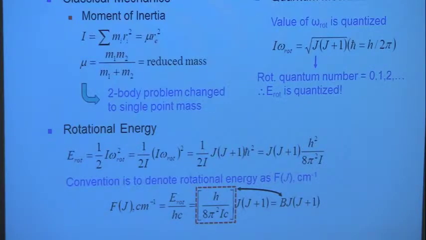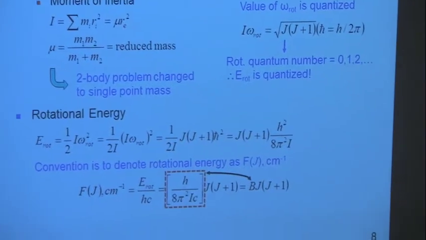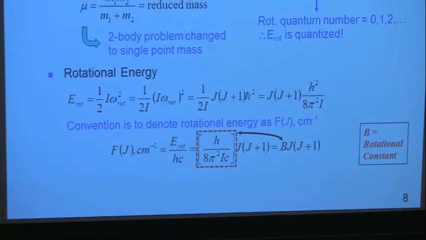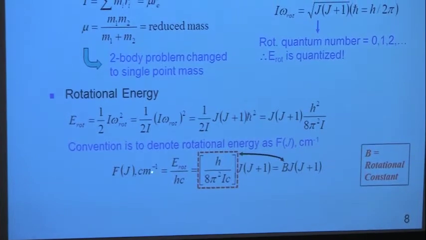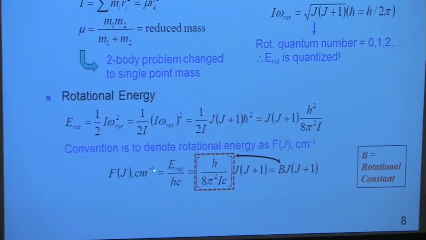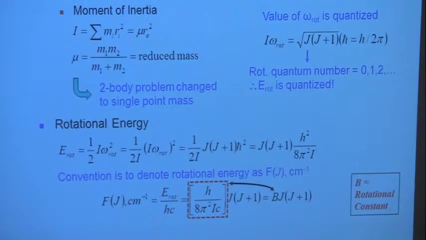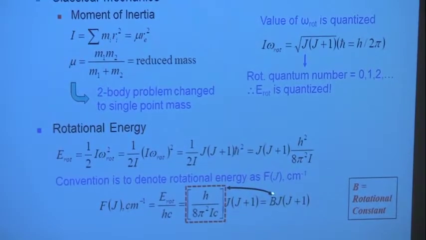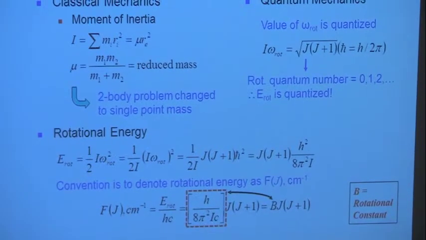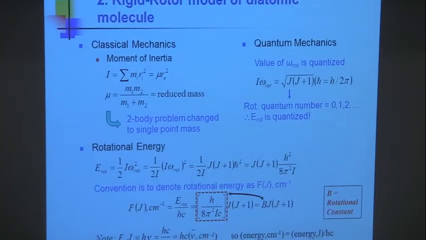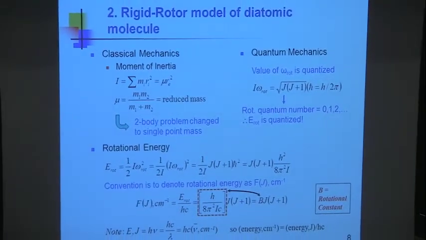Now, at this point, I'm talking about homonuclear, heteronuclear. It's all the same. We're not talking yet about the absorption or emission of light. So B is the rotational constant, and it'll have units. Now, in spectroscopy, we use units of centimeters minus 1. They're called wave numbers. It's 1 over lambda. That's called the rotational constant. It's specific to that molecule. So basically, energy in wave numbers is energy in joules divided by hc.